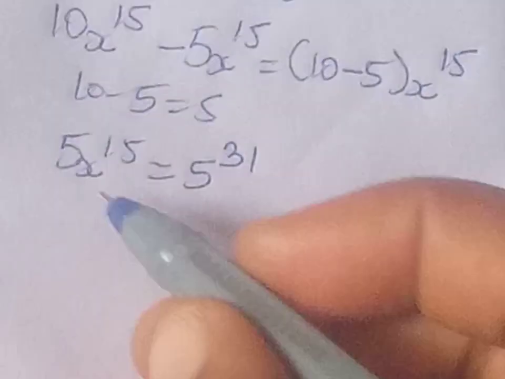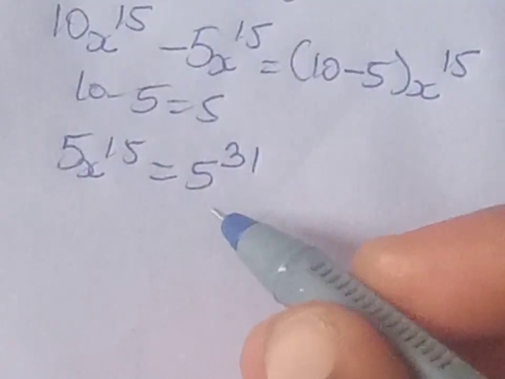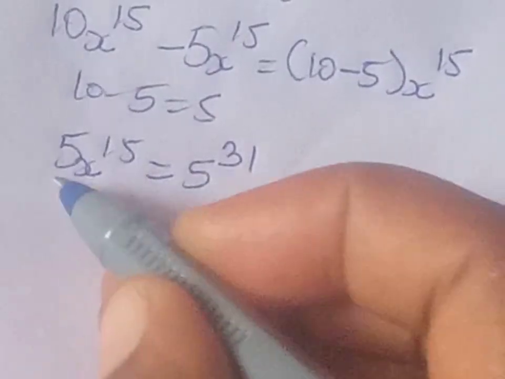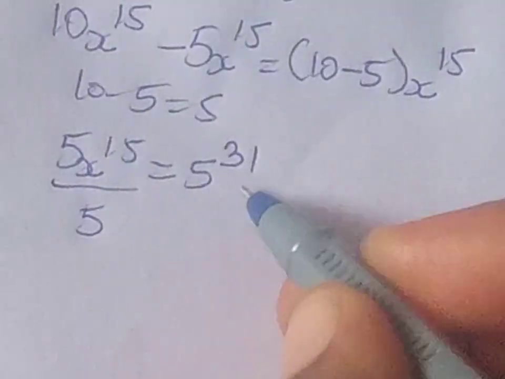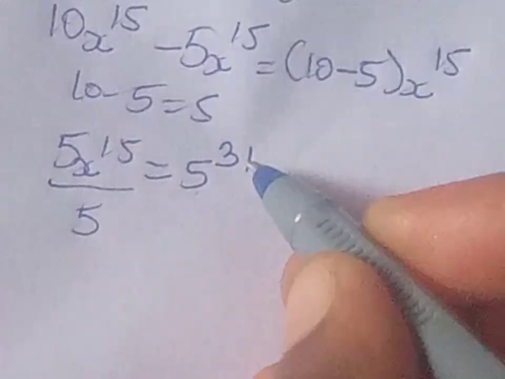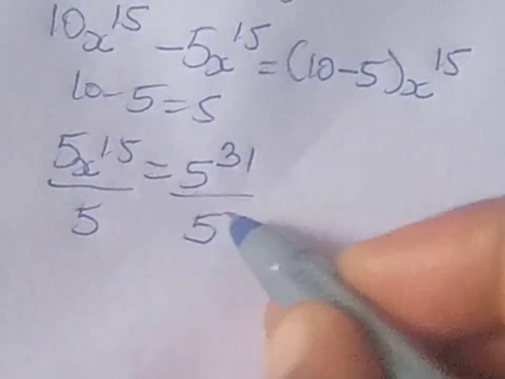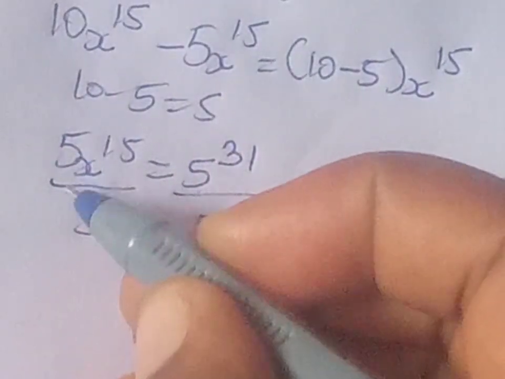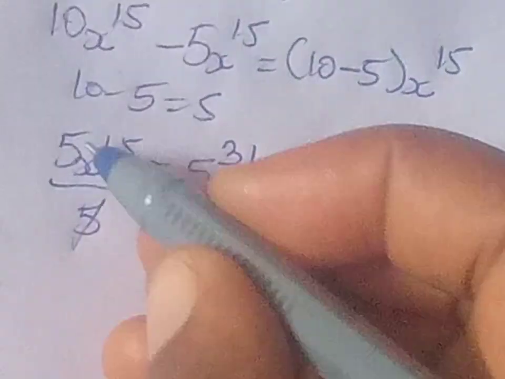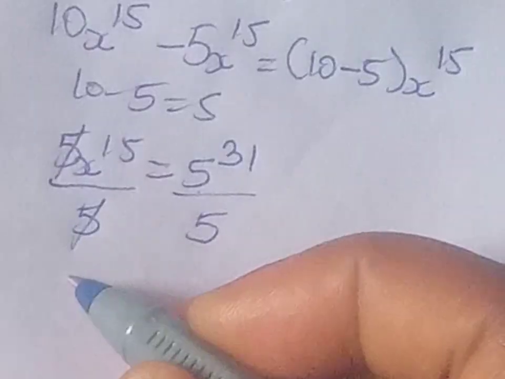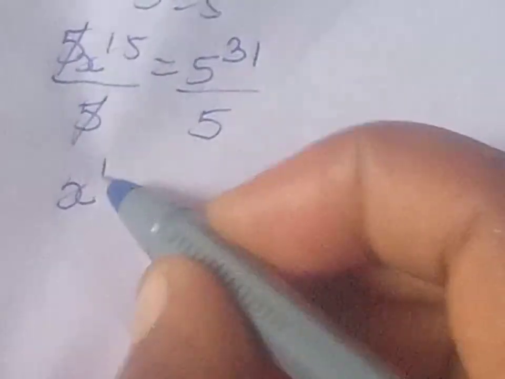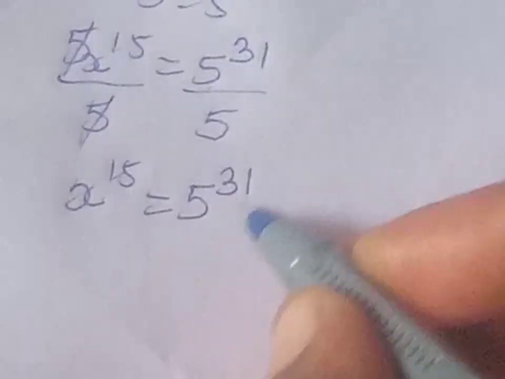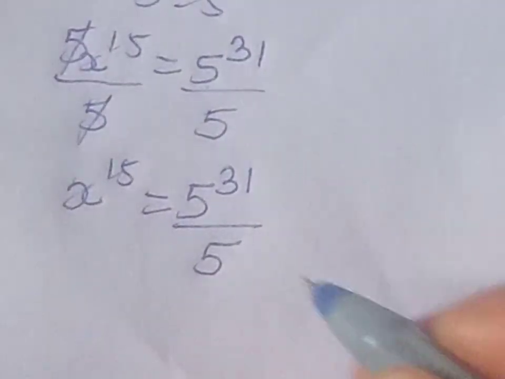The next thing is, let's divide both sides by 5, which will give us 5x raised to the power of 15 divided by 5 equals 5 raised to the power of 31 divided by 5. Our main aim of dividing both sides by 5 is because we don't want this 5 here. So 5 cancels 5, which will give us x raised to the power of 15 equals 5 raised to the power of 31 divided by 5.